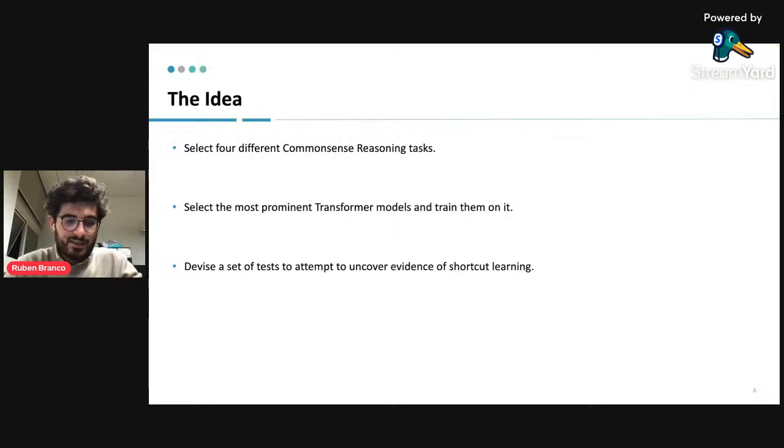So the idea is to select common sense reasoning tasks. We selected 4 of them, and then select the most prominent models that there currently is for the transformer, or that currently was, because this was back in 2020. And then train them on it, and then devise a set of tests in order to understand whether shortcut learning is happening, or there is an absence of shortcut learning, and perhaps they really are able to do common sense reasoning, which is a positive thing. This is good.